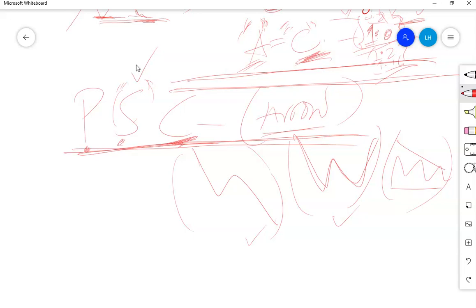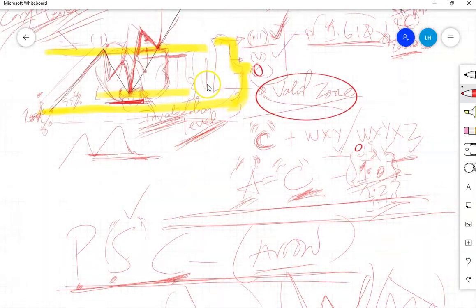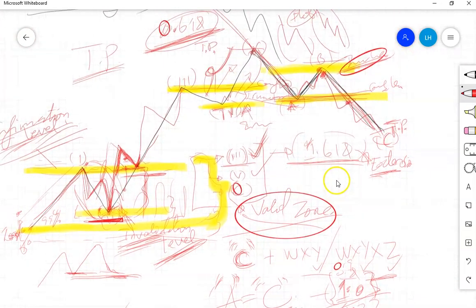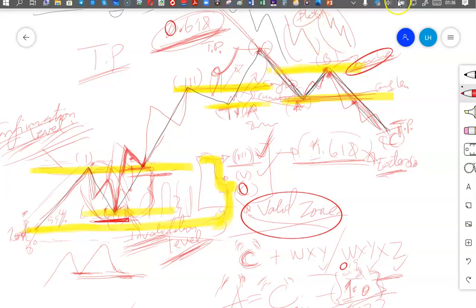Because if you don't understand the corrective structure, you will be unable to apply PSC profitably. You will be missing most of the potential moves. Most of the potential impulsive moves, you will miss them because you don't understand the corrective structure. You will be unable to understand whether they have completed or not.